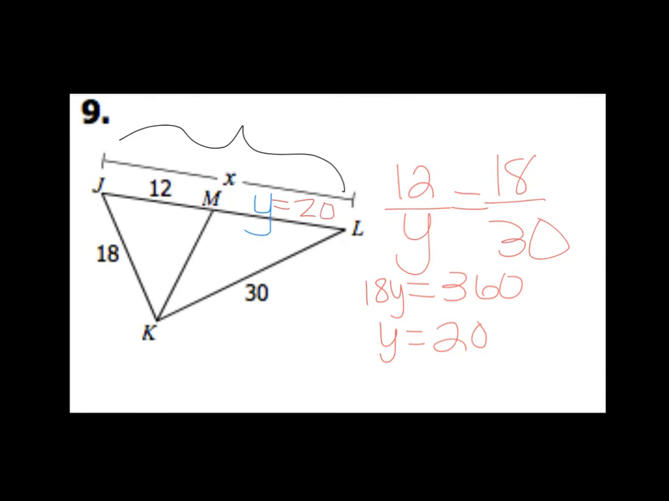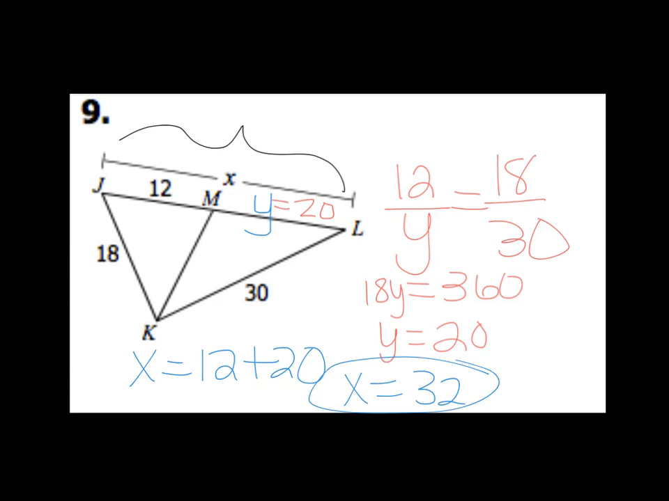But they don't want to know what y is. They actually want to know what the whole side is. And so when I do that, x is going to be equal to 12 plus 20. So x is equal to 32. Final answer. You have to make sure you pay attention to what the question is asking and use your logic and reasoning skills sometimes to switch things around.